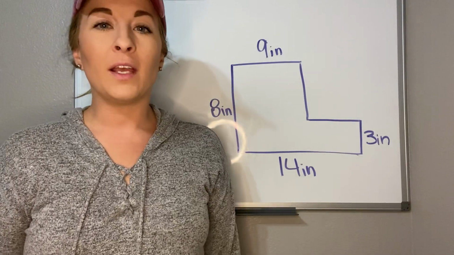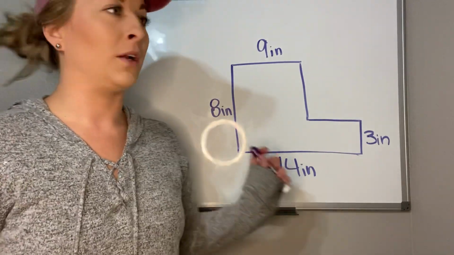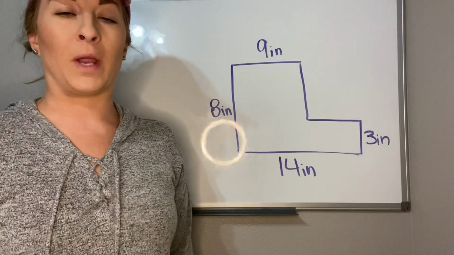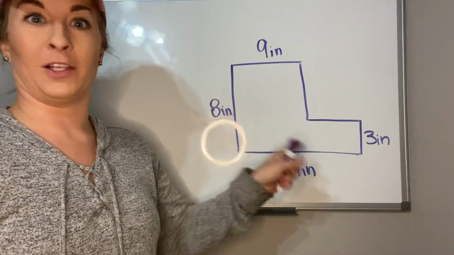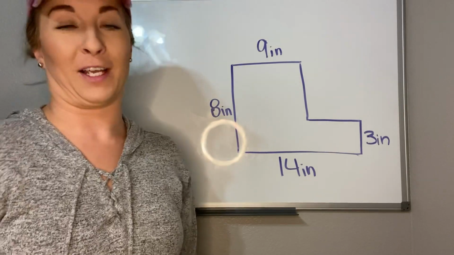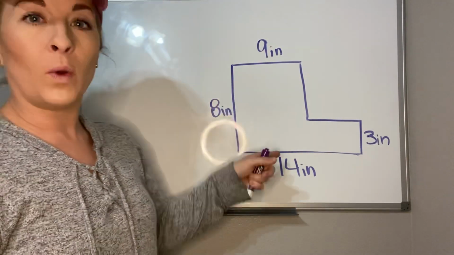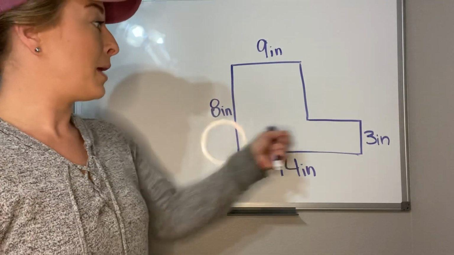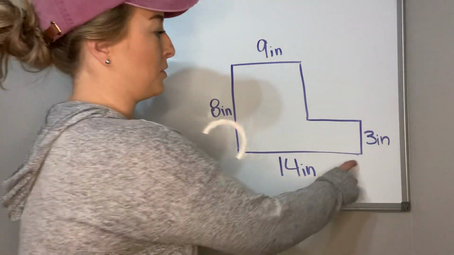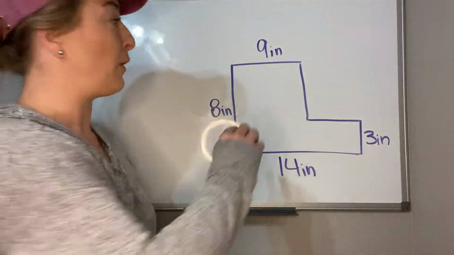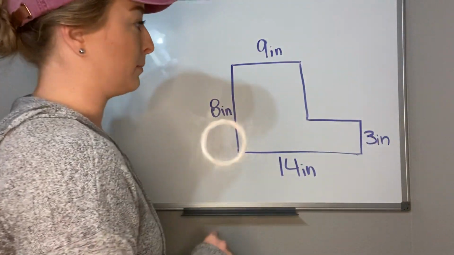Hey, good morning. Today we are going to work on determining the perimeter of an irregular figure. An irregular figure means it just doesn't look like a regular figure, like a perfect rectangle or square. And sometimes we're given these weird looking shapes when we have to determine the perimeter of them. So this one I drew, and remember, perimeter is finding the distance around a shape.